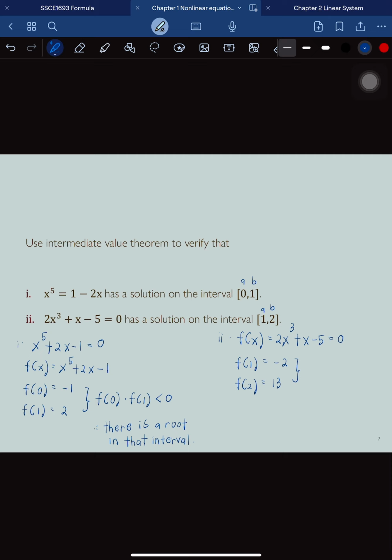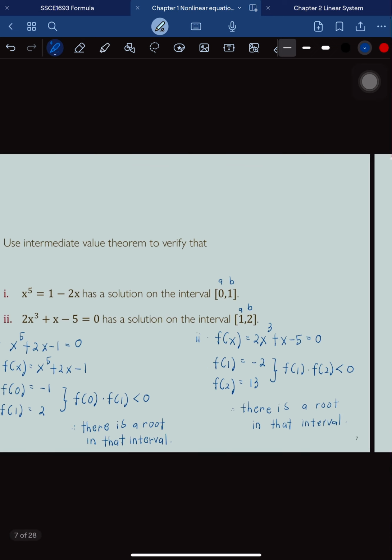If we multiply f(a) with f(b), the answer will still be negative. Therefore, there is a root in that interval. Okay, it's very easy. Just apply the theorem.